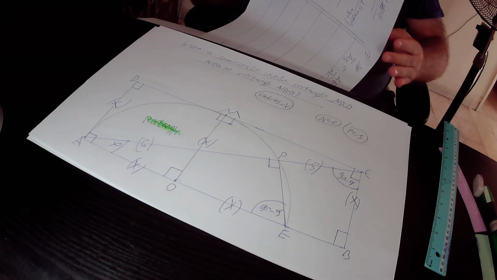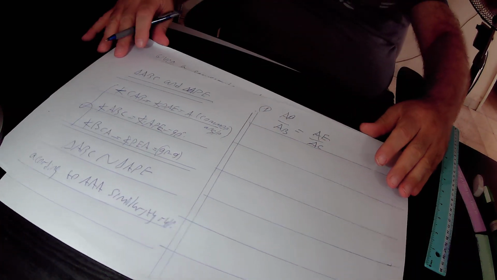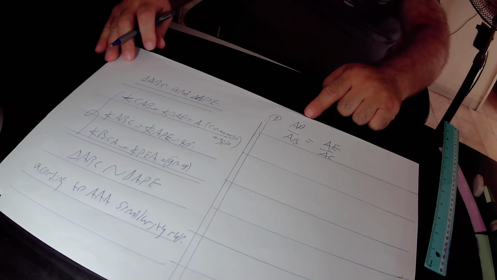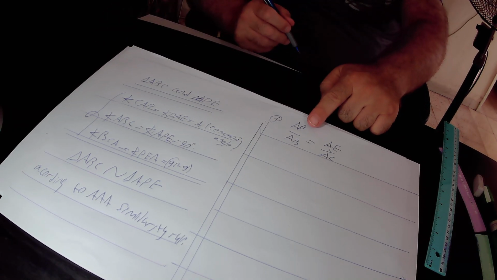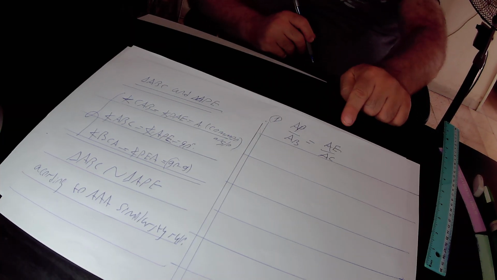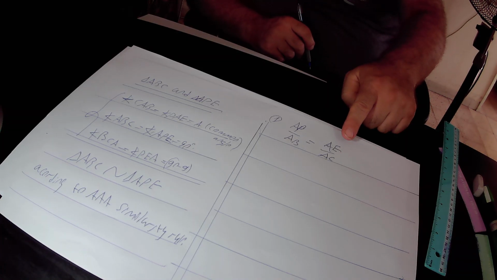So repeat again. We will derive that side AP of the small right triangle APE over side AB of the big right triangle ABC equals side AE of the small right triangle APE over side AC of the big right triangle ABC.